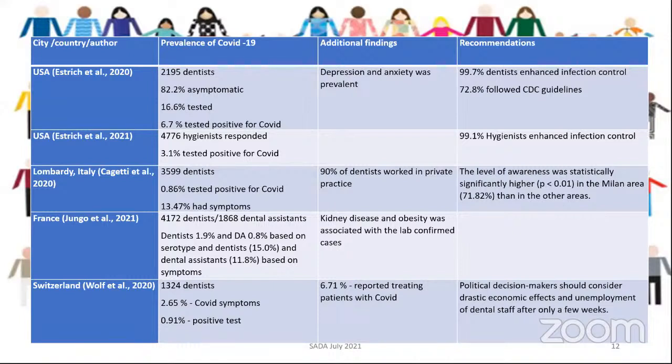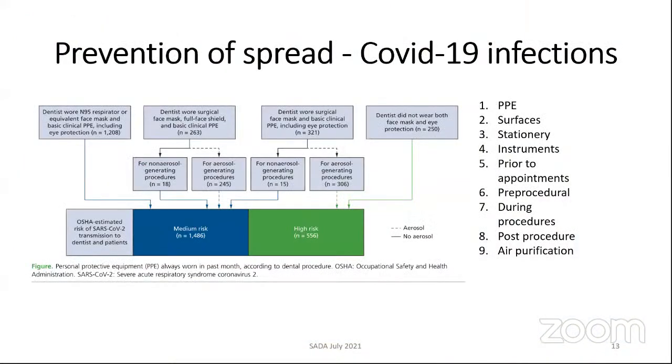And then prevalence based on symptoms was 11.5% among dentists and 11.8% on dental assistants. What came out of the study, and it's something that we've been noticing as well, is that depression and anxiety was noted, and this was expected due to the loss of income, uncertainties, and stress. How do we prevent the spread of COVID in our dental practice?